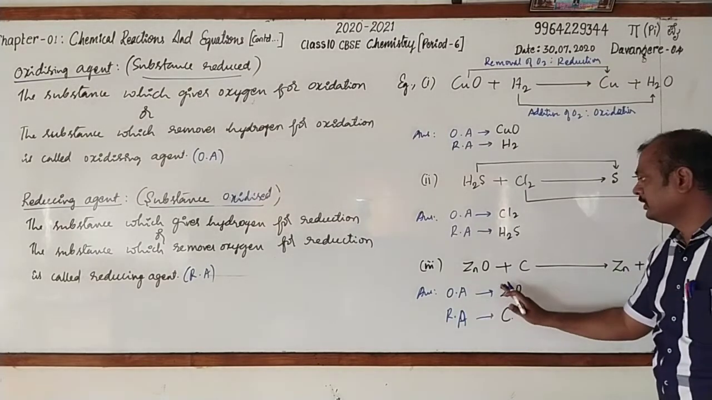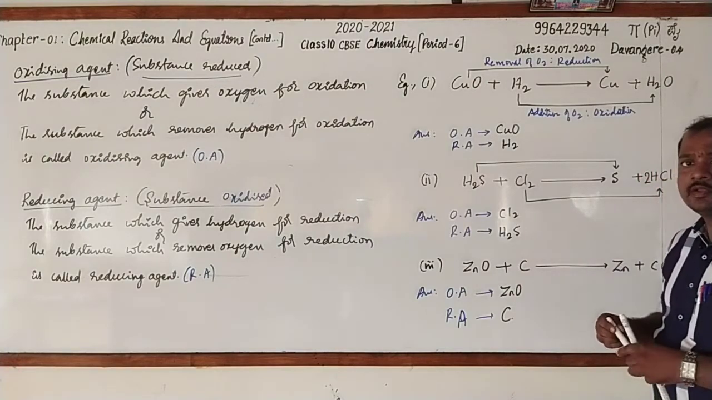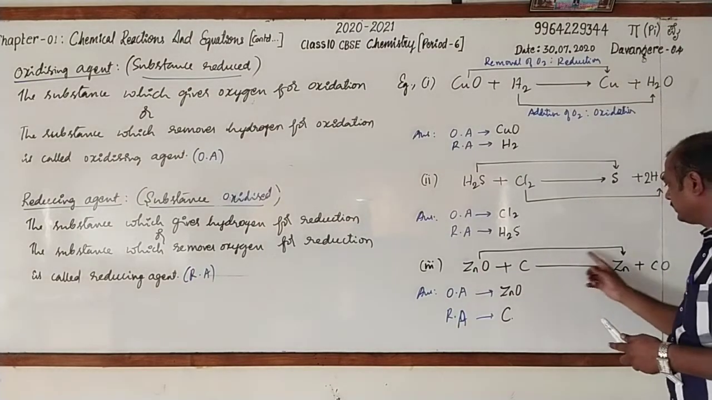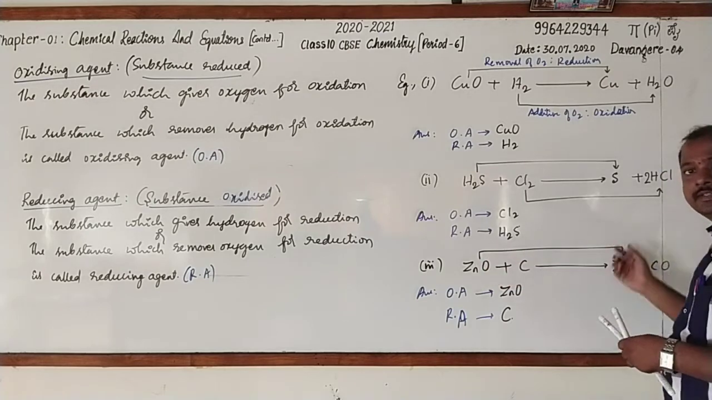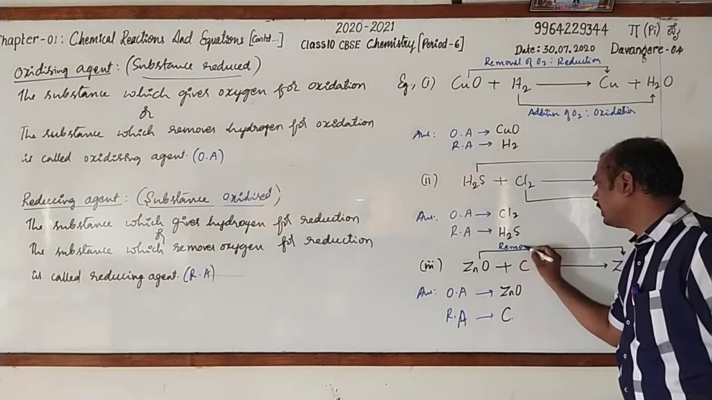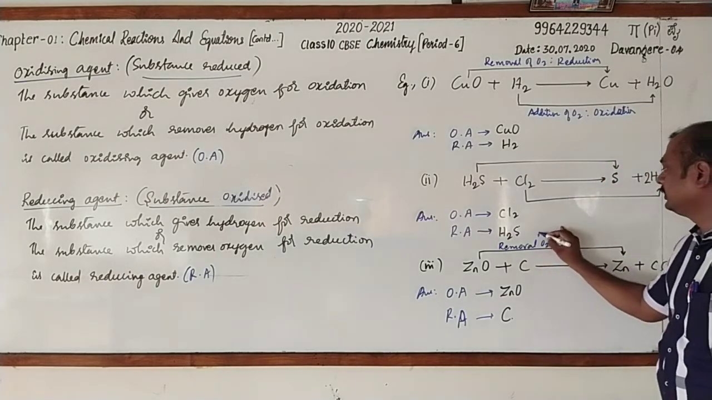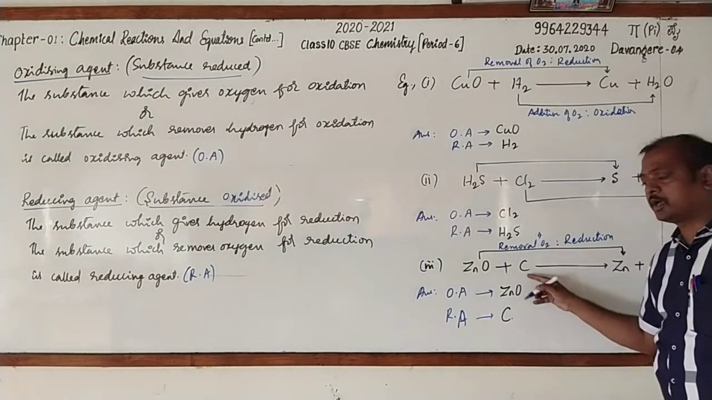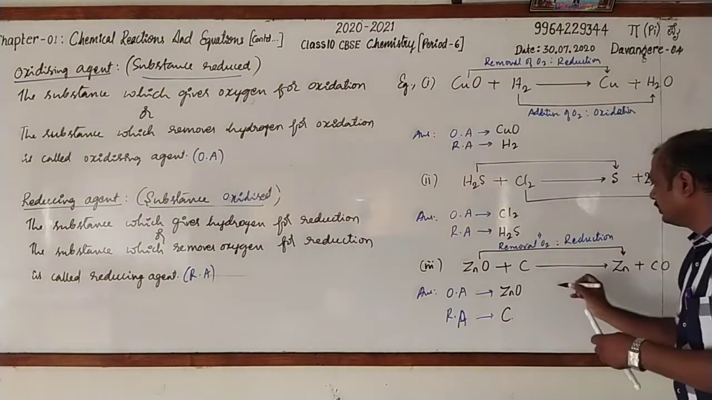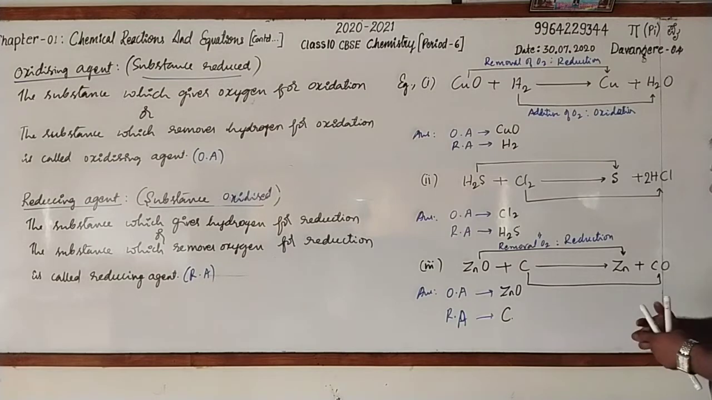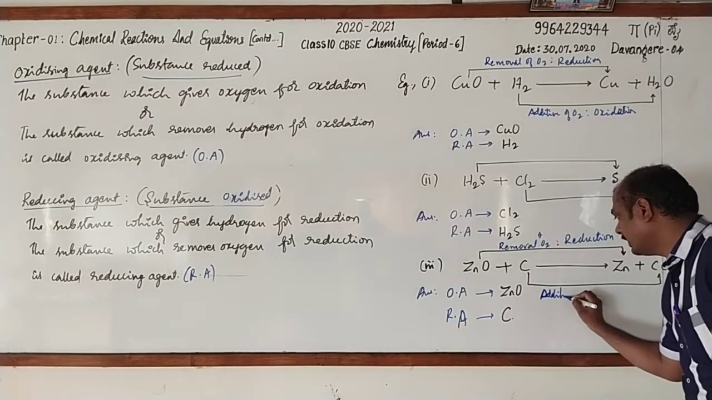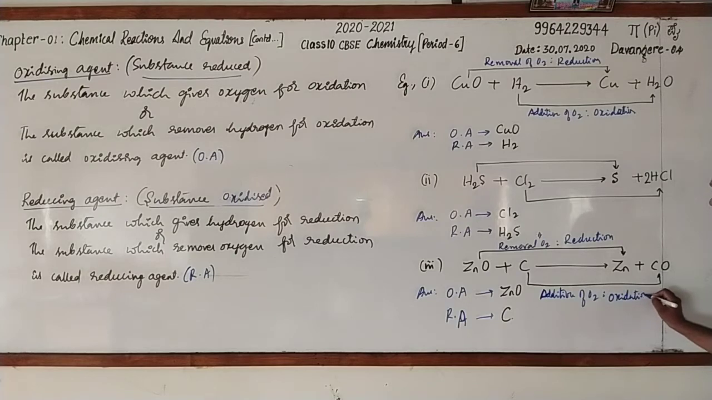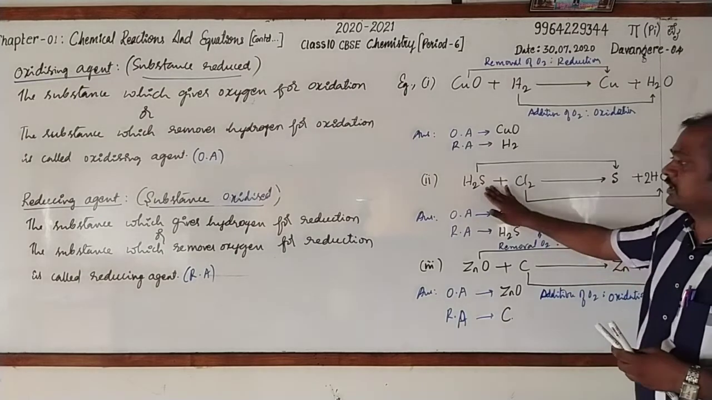Similarly, I will go for this. Here, just keep observing. Zinc oxide gets reduced to zinc. How has it been reduced to zinc? Because the oxygen present in it is removed. What do you call this? Removal of oxygen. Removal of oxygen is reduction. Clear? And this removed oxygen is added to carbon, then carbon oxidizes to carbon monoxide. So, as it is addition of oxygen, it is called oxidation. Clear?